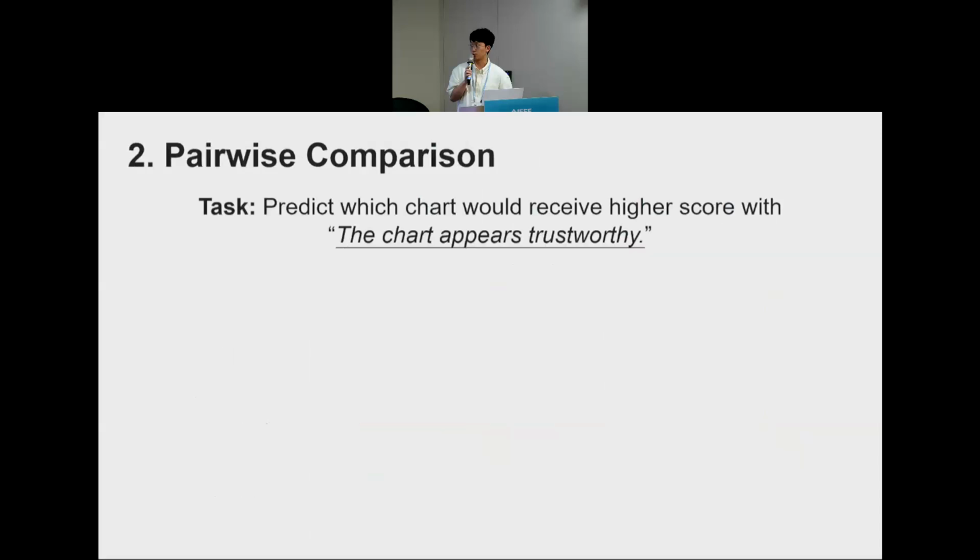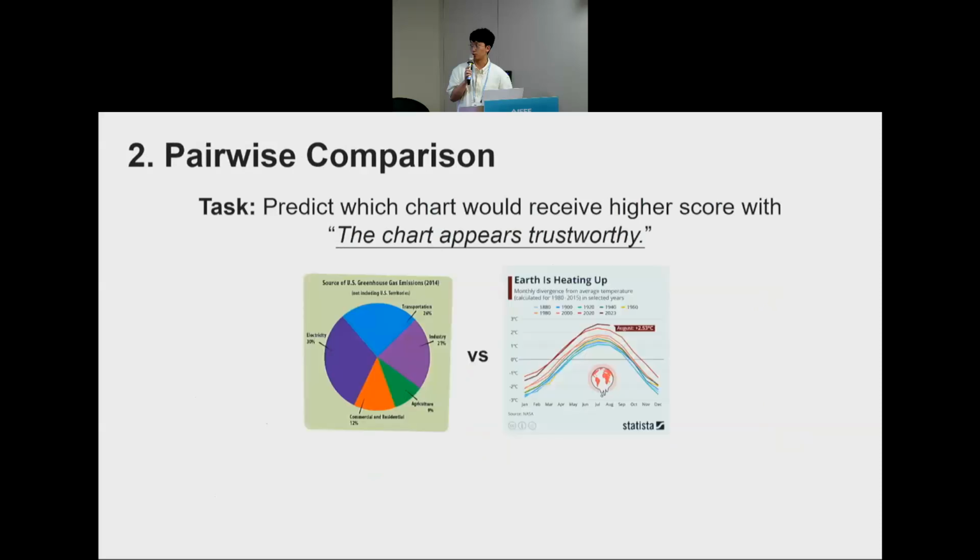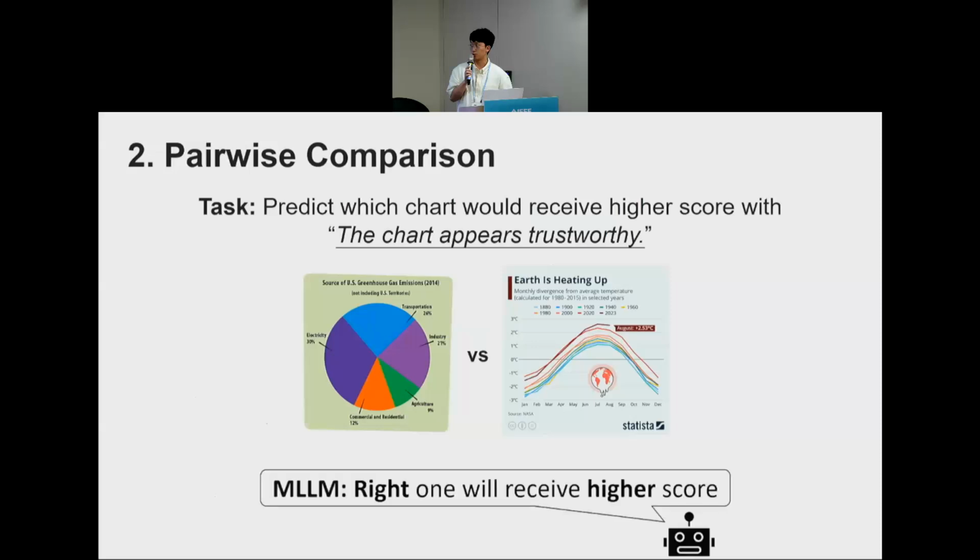Then what about the performance of pairwise comparison? We made MLLMs look at a pair of charts, then predict which chart would receive a higher score from ordinary people regarding the question. And for the MLLM prediction, we mark it as correct if the MLLM successfully finds the chart with the higher human score. So in this case, the MLLM was correct.